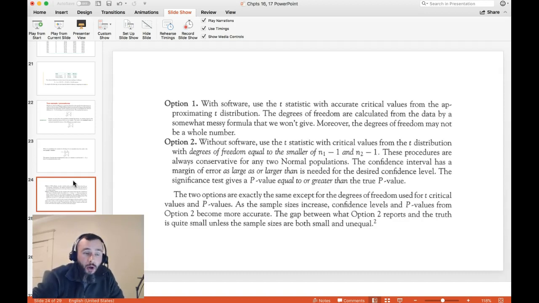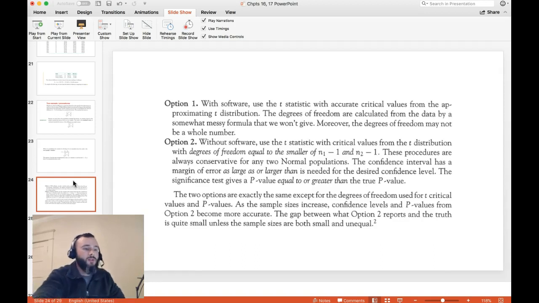These procedures are always conservative for any two normal populations. The confidence interval has a margin of error as large as or greater than is needed for the desired confidence level. The significance test gives a p-value equal to or greater than the true p-value. Okay? So the two options are exactly the same except for the degrees of freedom used for the t critical values and p-values. As the sample size increases, confidence levels and p-values from option 2 become more accurate.